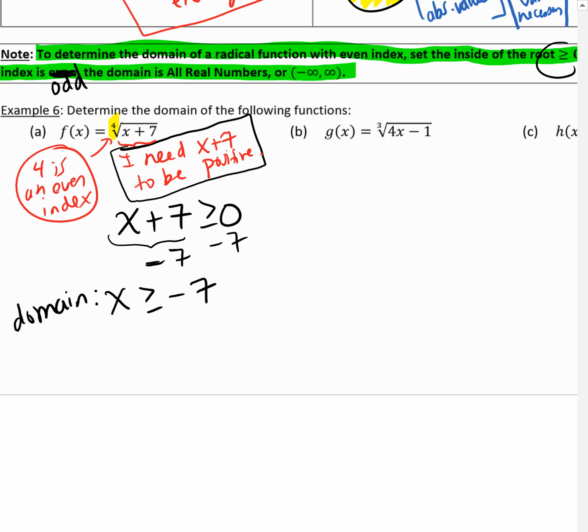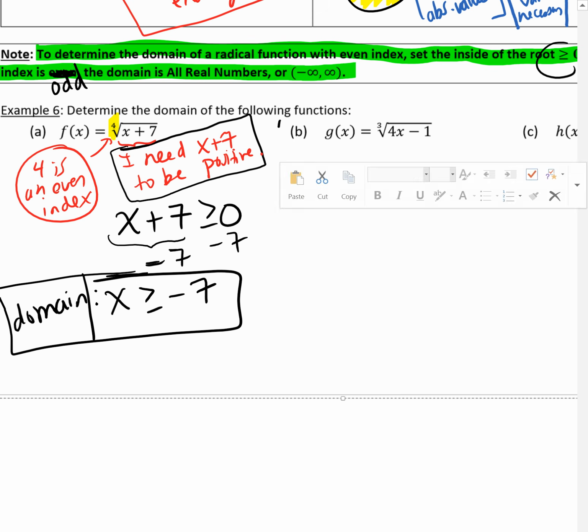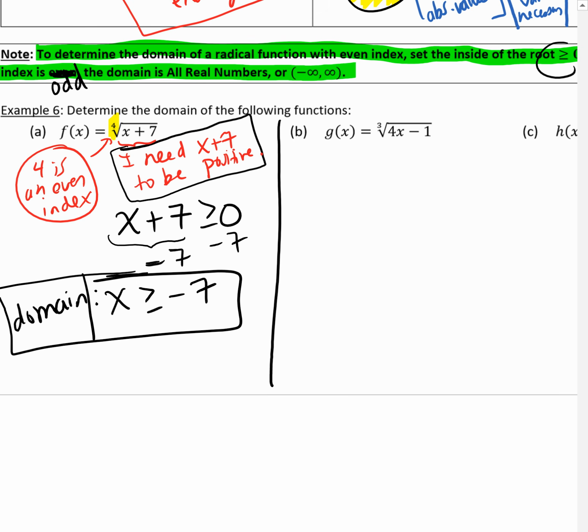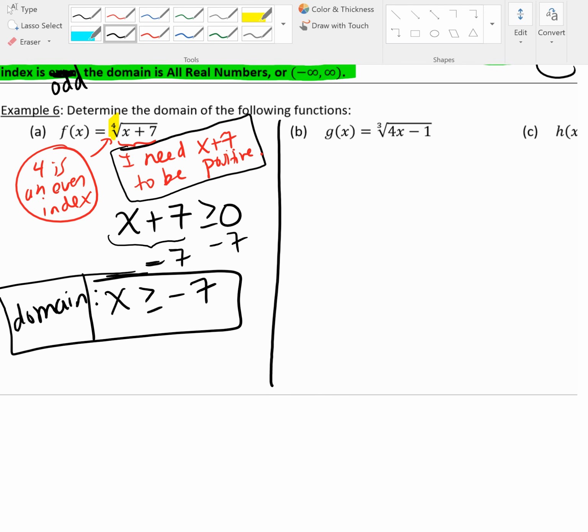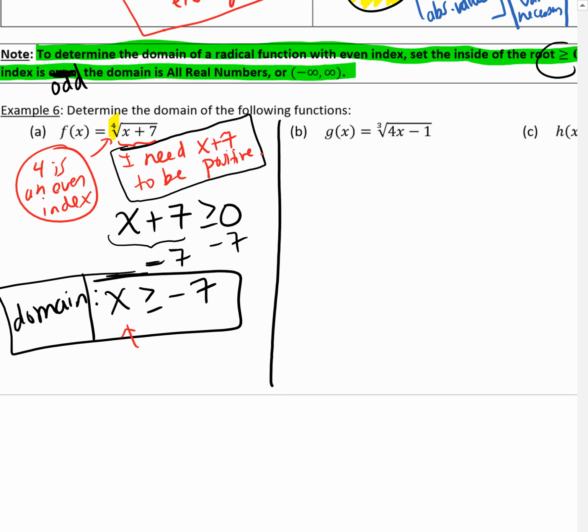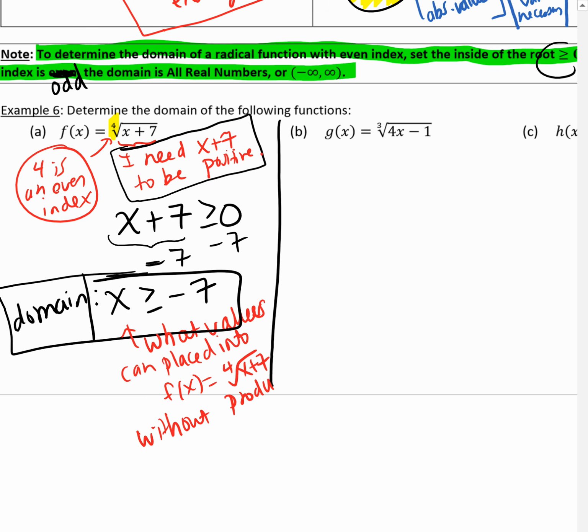I can only place x values in that function that are greater than or equal to negative 7. If I put in a number that's not, it's going to produce an imaginary number, which is no good. So it's really what you're trying to do when they say determine the domain of the radical function. You're just saying, okay, what kind of values can I put in here and not get imaginary numbers? That's really it. What values can be placed into the original function without producing an imaginary number.